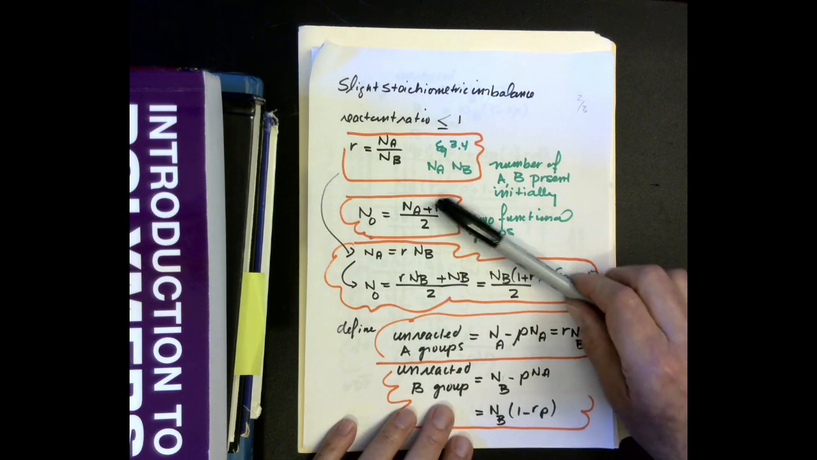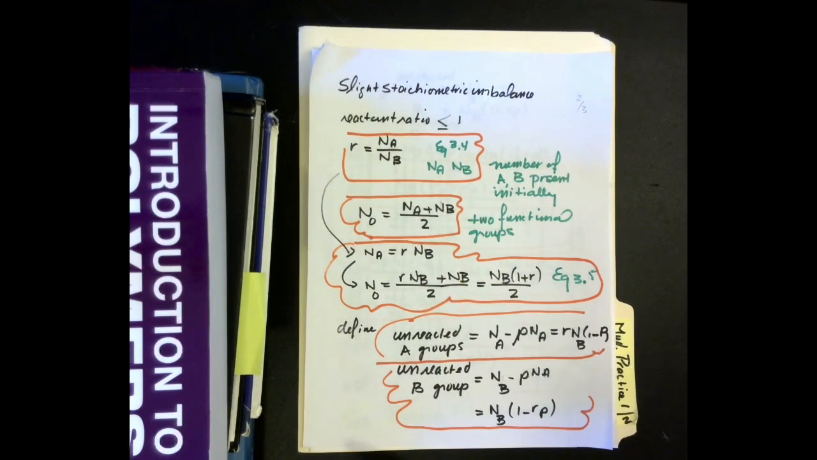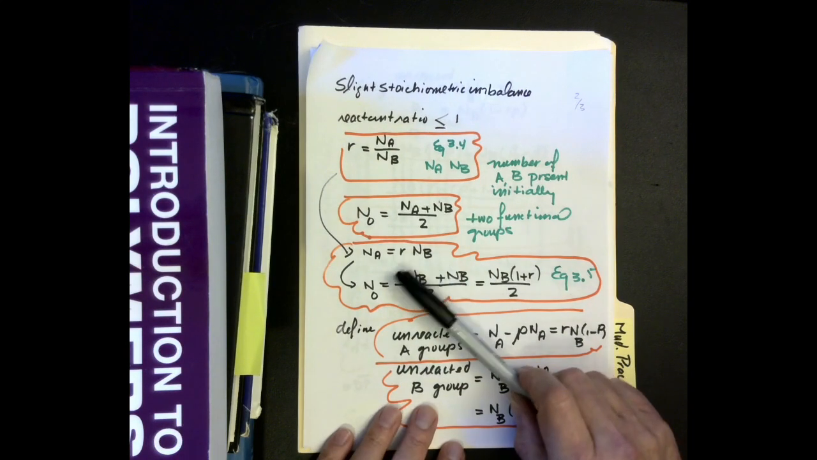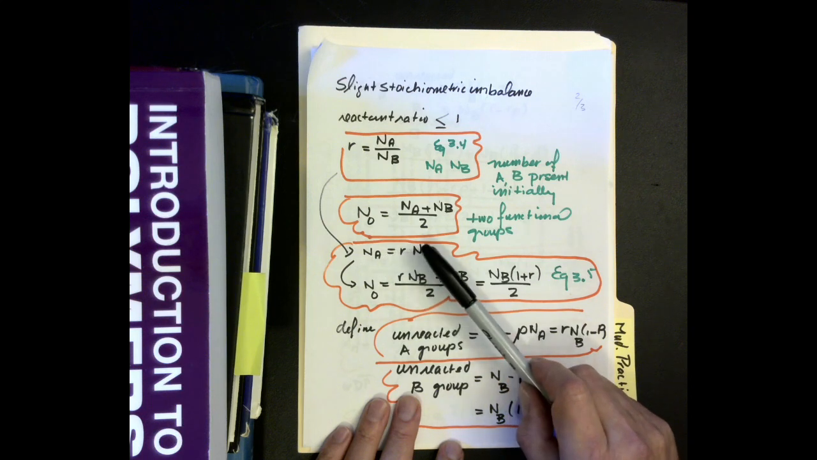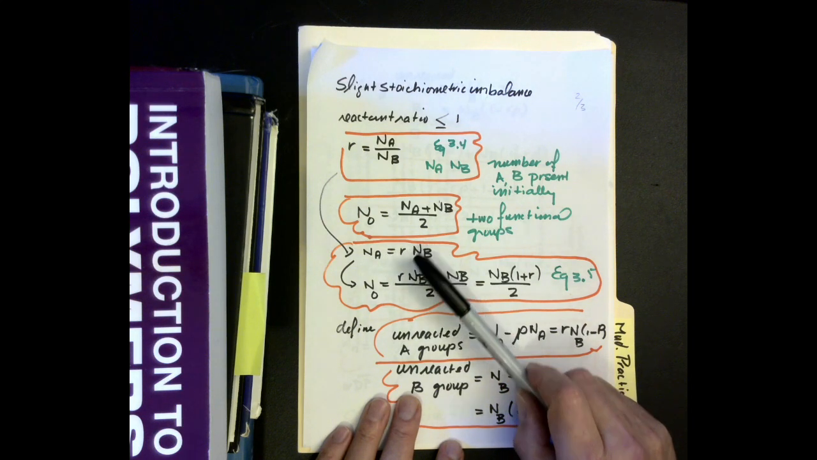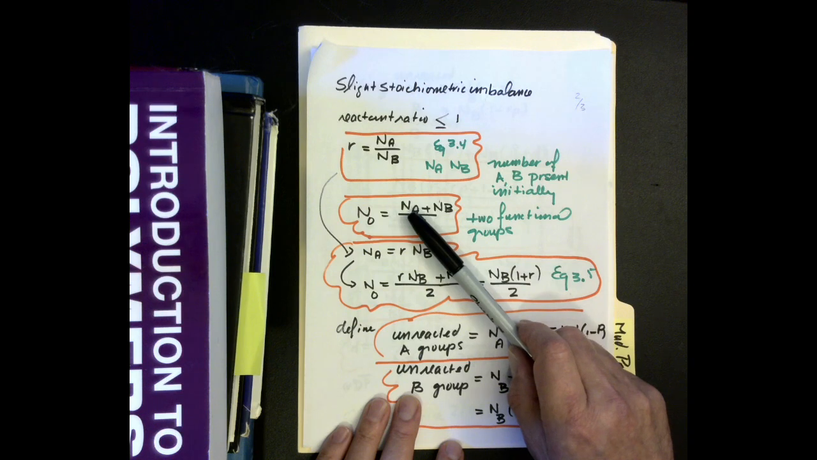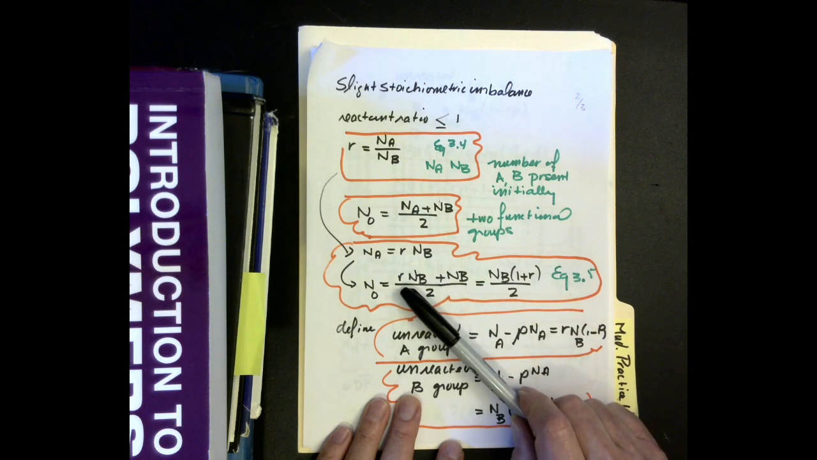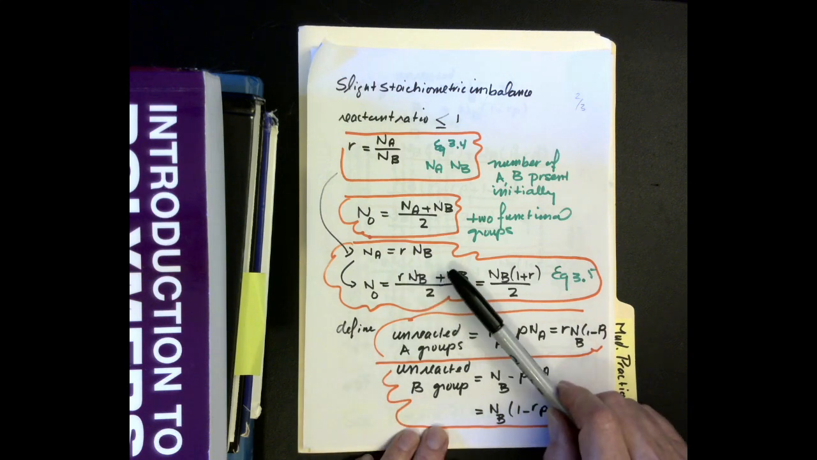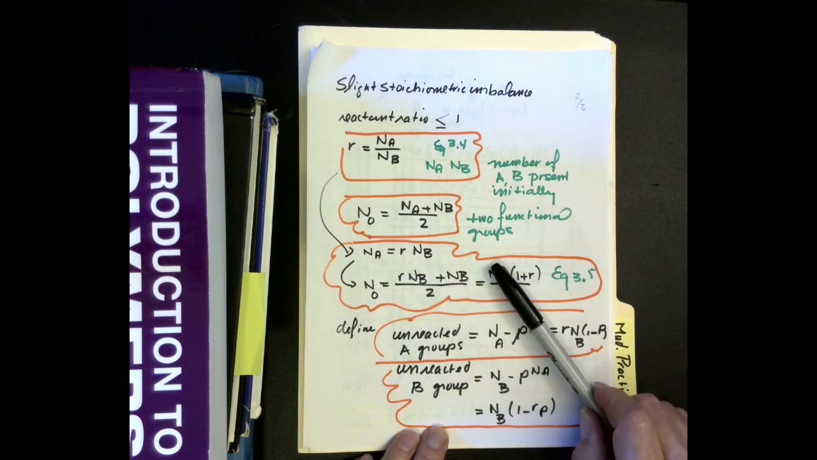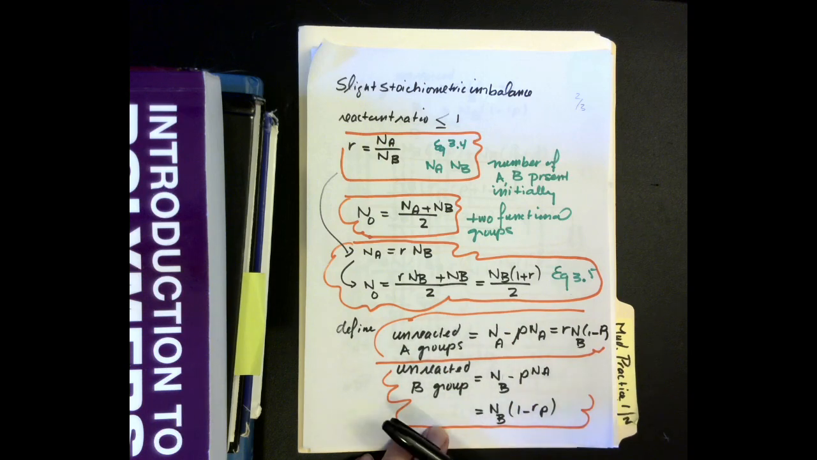We know what r is, right? r was Na over Nb. So Na would be r Nb. If you put this in, N0 would be r Nb plus Nb, divided by 2. If I take Nb as a factor, it would be Nb times (1 plus r) over 2. And we call this 3.5. We're going to use it in a second.